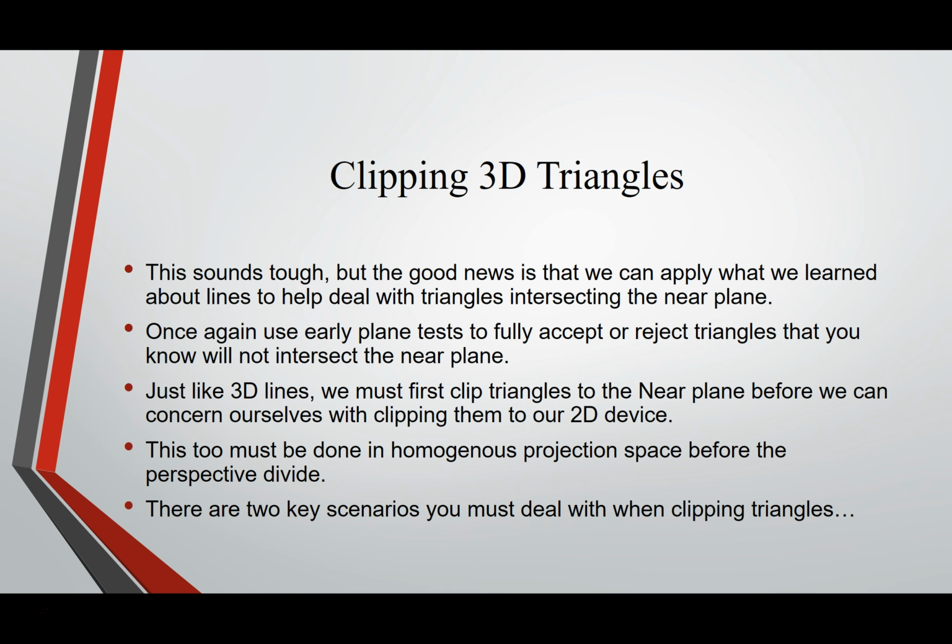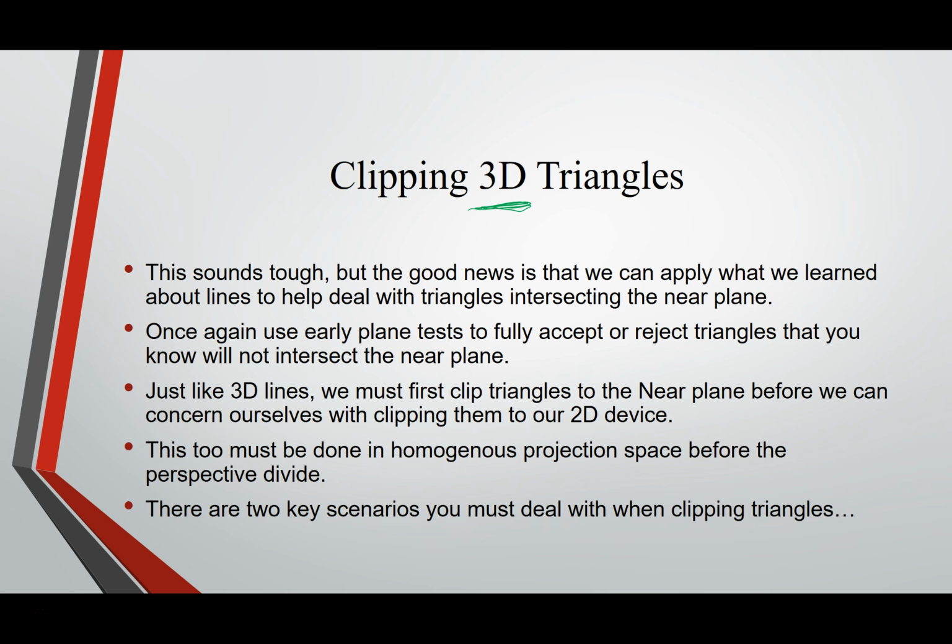If we find where multiple lines intersect, we essentially find where the triangle intersects. Once again, I recommend using plane tests like we just talked about with the lines. If both of the x's are less than 1 or what have you, then you can fully accept or reject triangles. For the beginning, though, to do 3D triangles, before we concern ourselves with the 2D portion, we have to concern ourselves with triangles which may be penetrating the near plane. Those are triangles that are too close, that are coming too close.